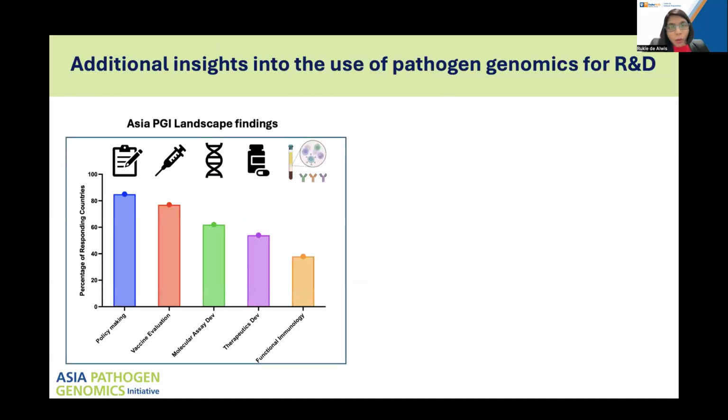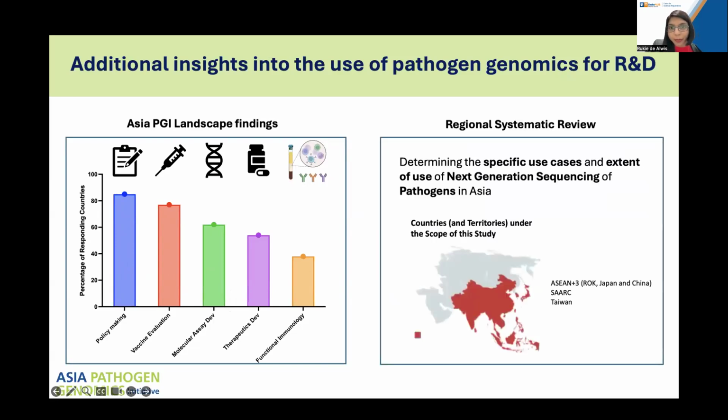Now, a little bit more. In fact, some of the landscape assessments that we did very early on through Asia PGI has shown that many of the countries, our Asia PGI partners, are using pathogen sequencing data for far more than surveillance purposes. They're using it to evaluate vaccine efficacy. They're using it to design molecular assays, diagnostics. They are using it to look at whether therapeutics are still working or to develop therapeutics, and some to look at functional immunology assays.